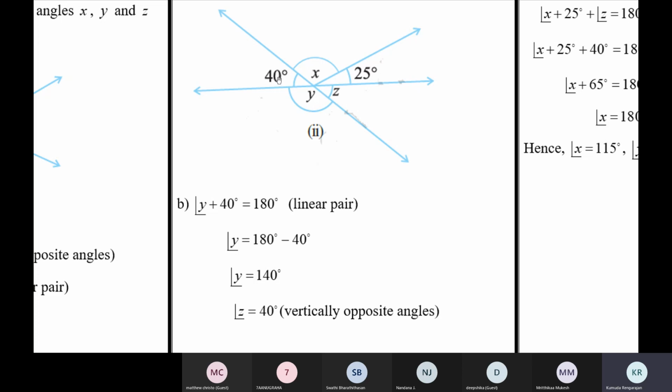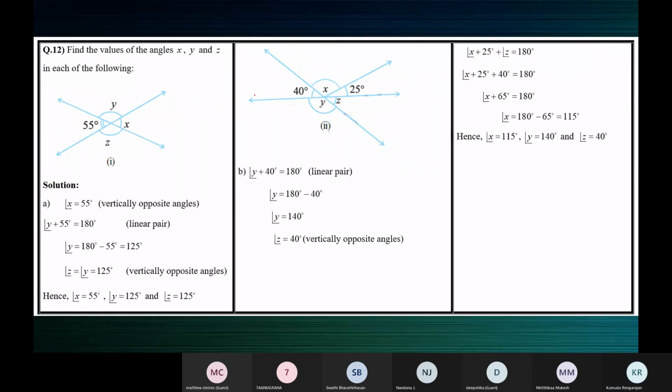How do you find X? 40. This is the straight line. This one is a straight line. You can see here from here to here. This is a straight angle. Straight line and straight angle, 180 degrees. So you can travel from here: 40, X, 25.